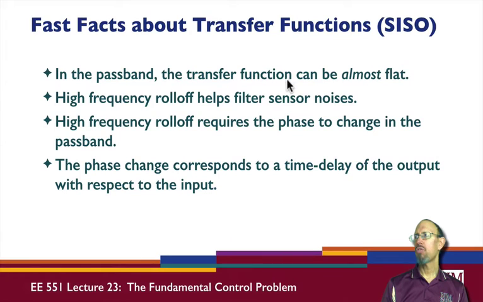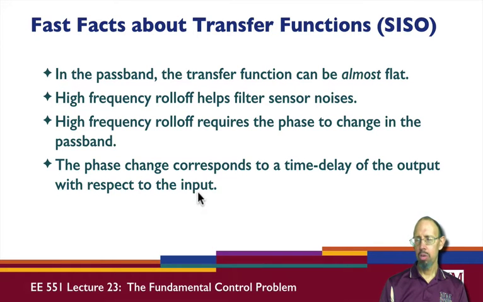So in the pass band, the transfer function can be almost flat. That is, it can have a very small ripple in it. In general, we want high frequency roll-off to help filter sensor noise. Remember, we considered sensor noise to be high frequency. High frequency roll-off also requires the phase to change in the pass band. The phase change corresponds to a time delay of the output with respect to the input.